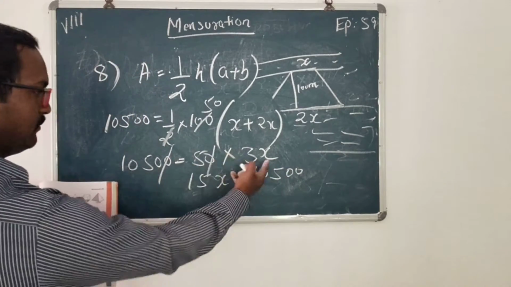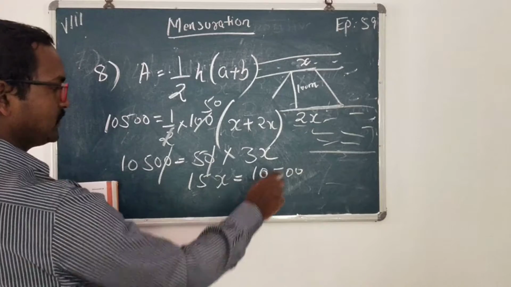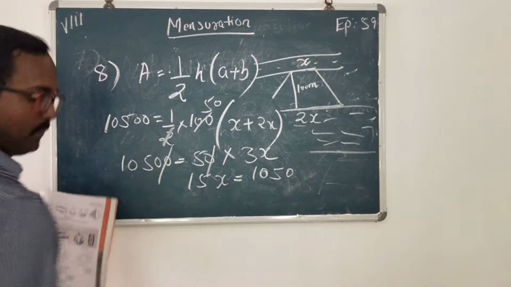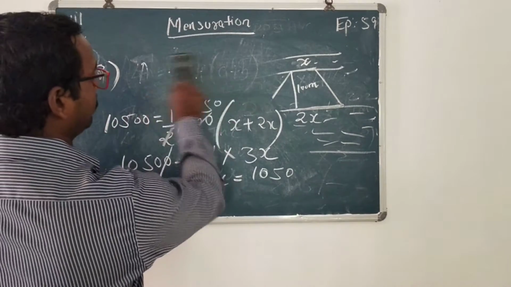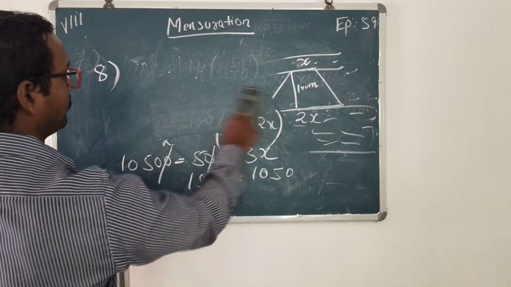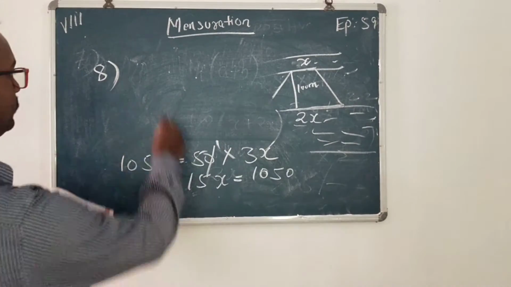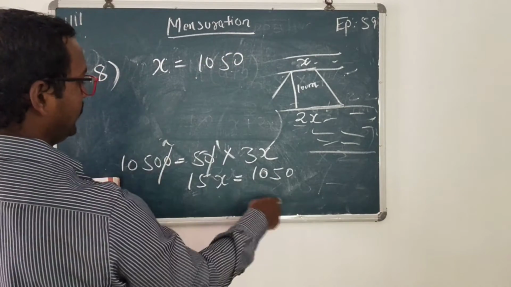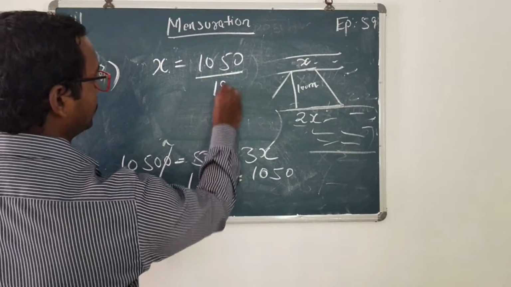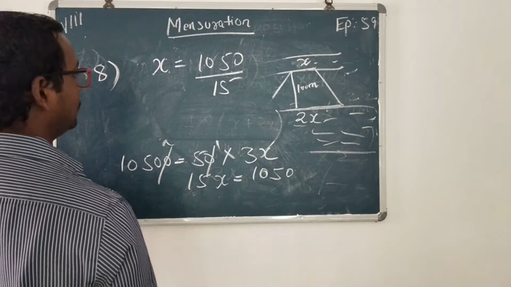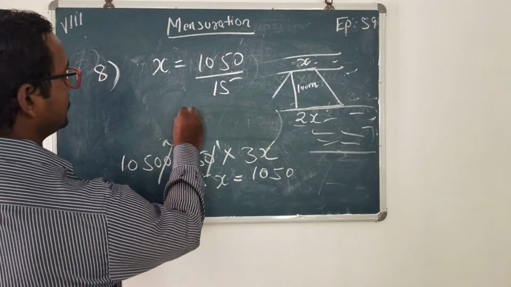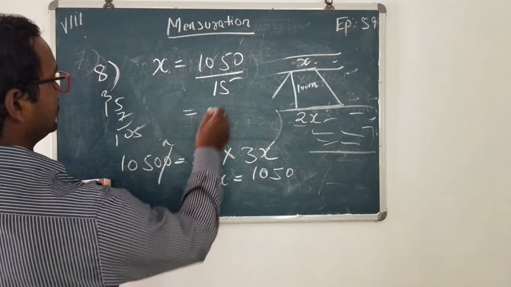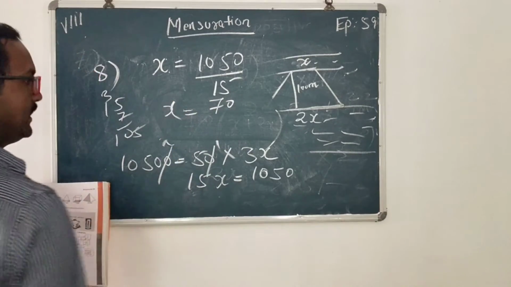I am just switching the sides. I am bringing this here, this here. Okay, so 15x is equal to 1050. Sorry, 1050. So x is equal to 1050 will stay there only. This 15 will come in the denominator. So finally we will get how much? 15 times 70. So x is 70.